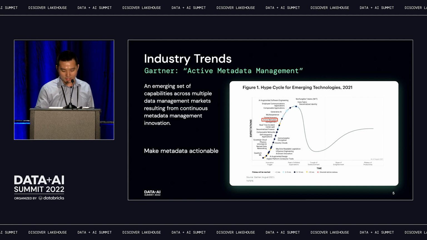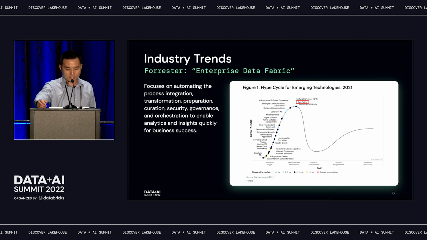Okay? And if you go down the hype cycle, the maturity ladder, you'll see another interesting technology called Enterprise Data Fabric. Once again, some interesting definition there. You can read through that. But if I were to summarize it with one word or one sentence, you want to enable self-serve through metadata.